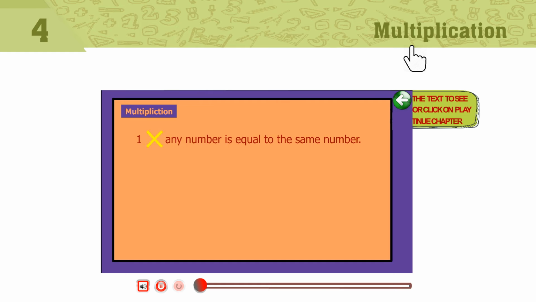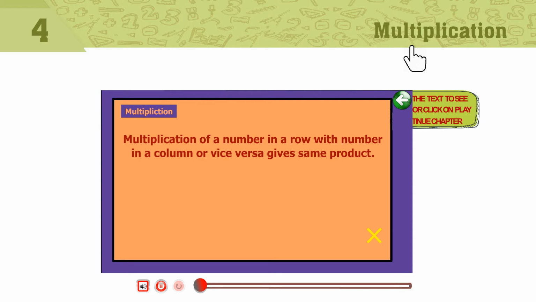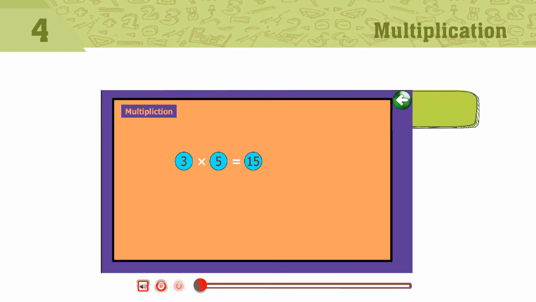1 into any number is equal to the same number. Here is an example. 1 into 7 is equal to 7 and 1 into 3 becomes 3. Multiplication of a number in a row with a number in a column, or vice versa, gives the same product. For example, 3 into 5 is equal to 15 and 5 into 3 is equal to 15.